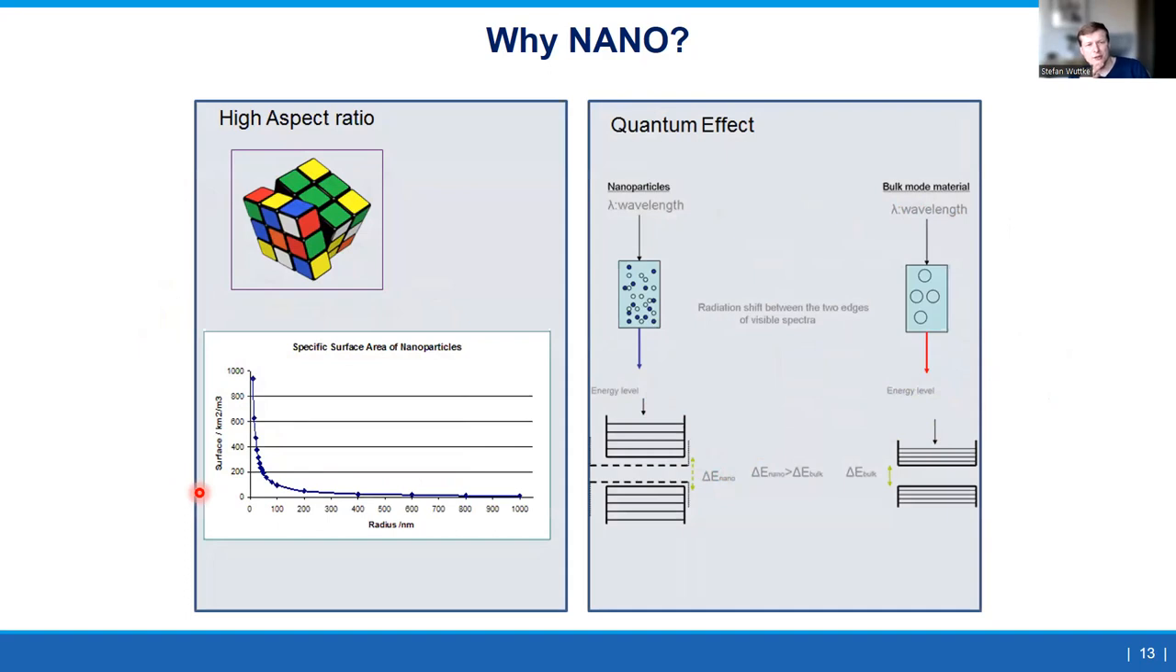So why nano? You have a high aspect ratio. If you see here, here's the surface. If you go smaller and smaller in the radius, you see how drastic it is. Here it's exponential. And this is also one reason for 100 nanometers. So here 200 nanometers, but 100 not, the ratio starts to increase exponentially. This is why you have this region, but I will come to it later.